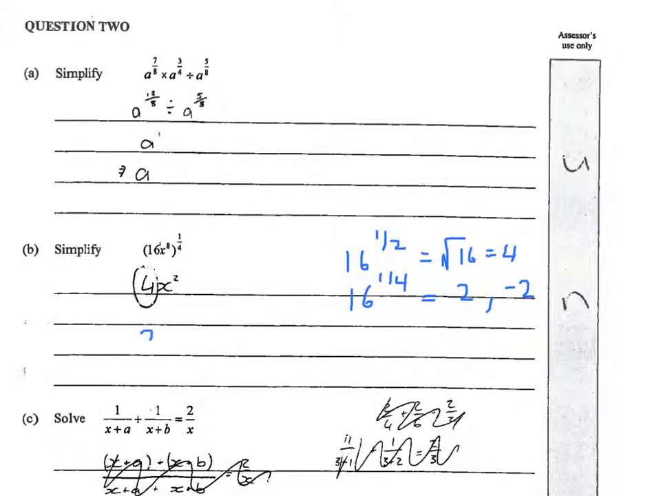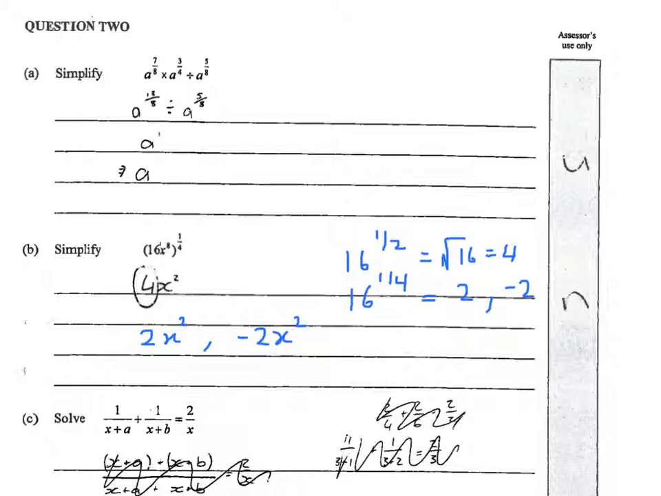So the answer here could be 2x squared, or it could be negative 2x squared, because negative 2 times negative 2 times negative 2 times negative 2 is also 16. So just watch those.